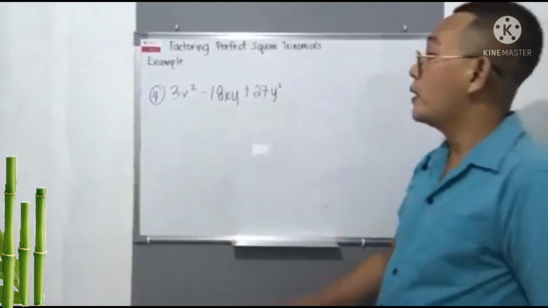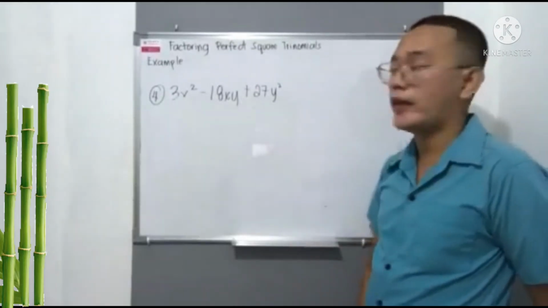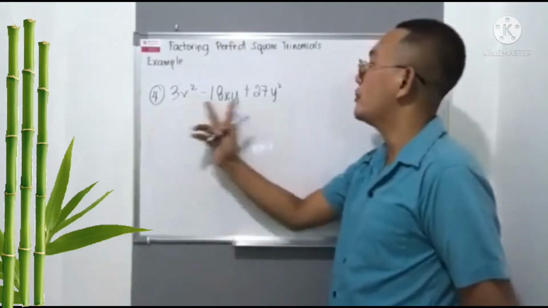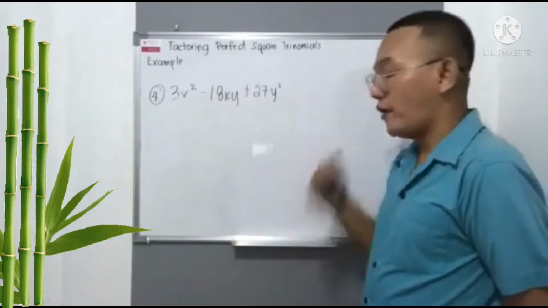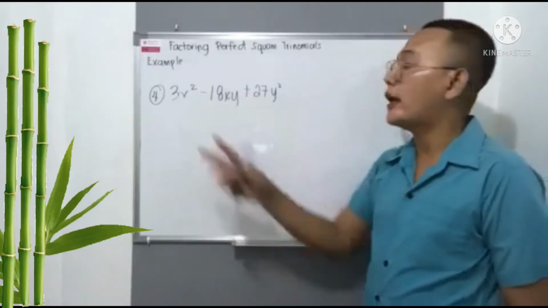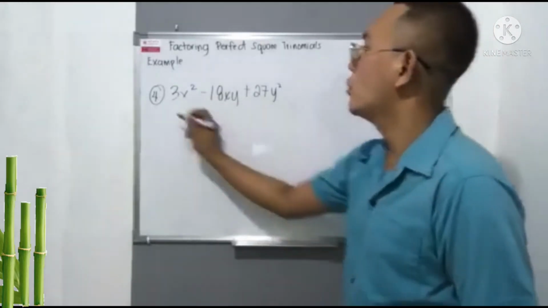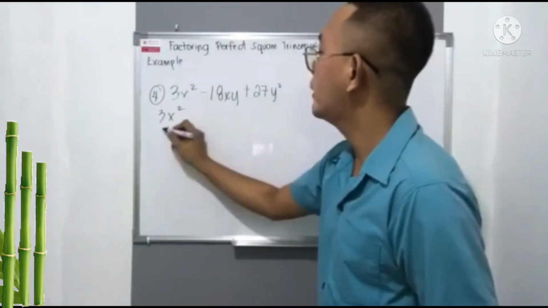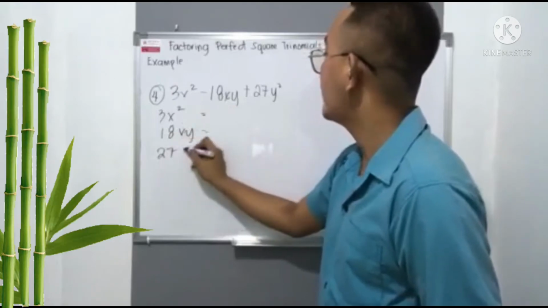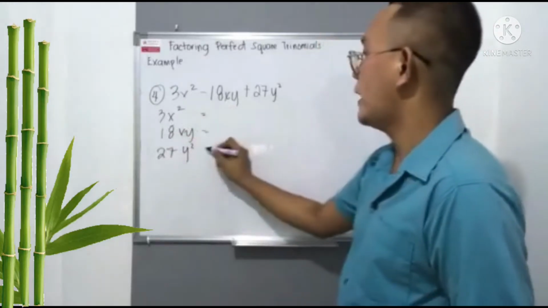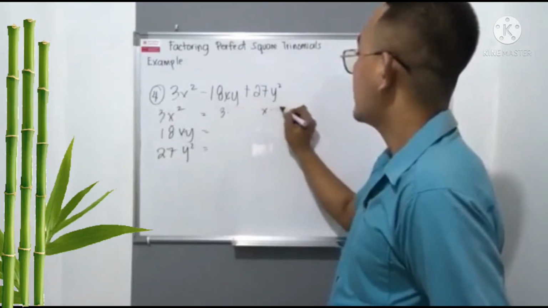For example, number 4, we have 3x squared minus 18xy plus 27y squared. So, kung mapapansin natin, yung first term natin at yung last term natin ay hindi naman sila mga perfect square given. So, anong gagawin natin? So, kailangan muna natin i-factor yung polynomial using the common monomial factor. So, we have here 3x squared, 18xy, and then 27y squared. Okay, so factor ng 3x squared is 3 times x times x.